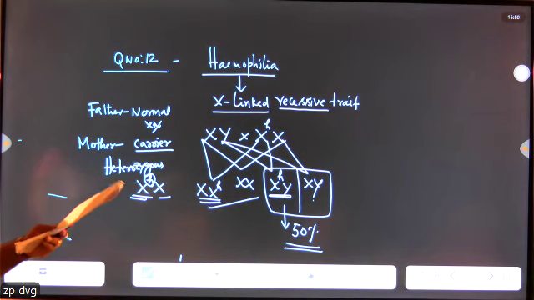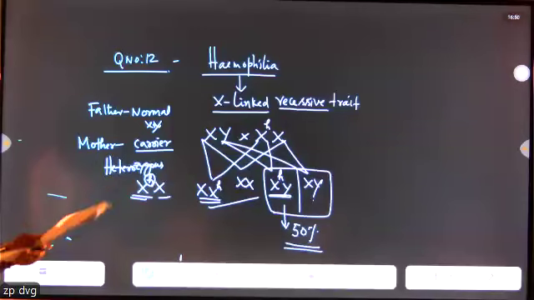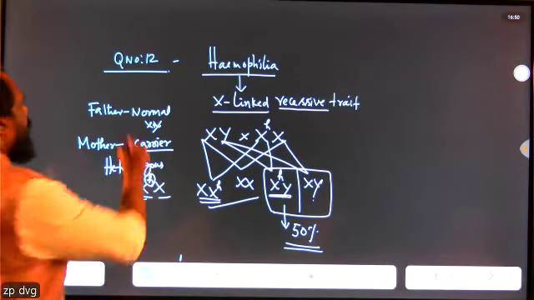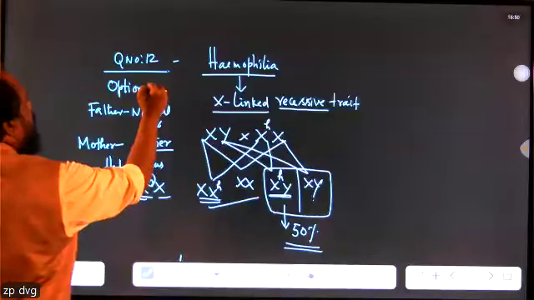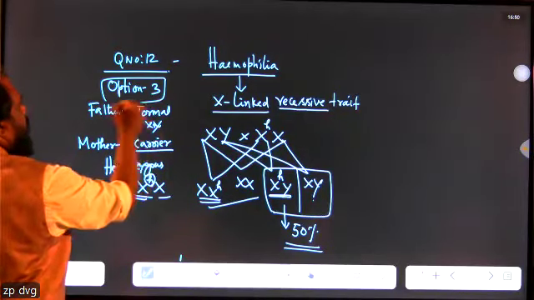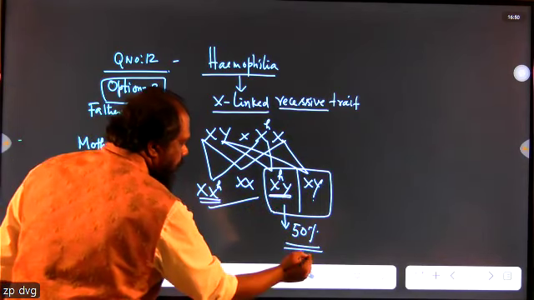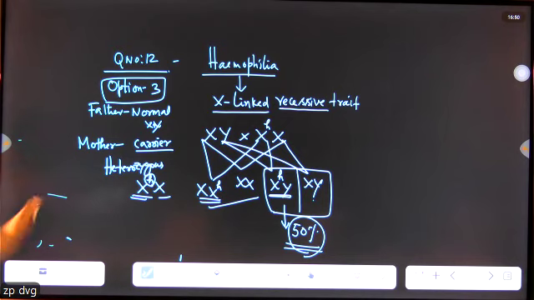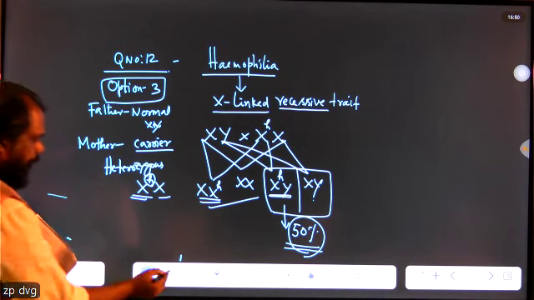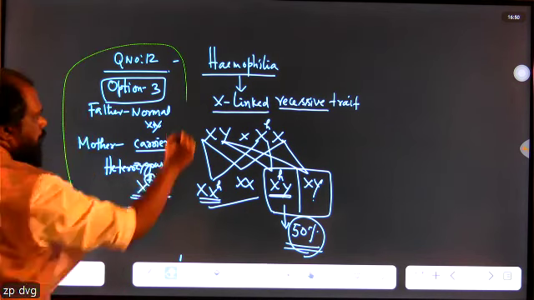Look at that. That is option 3. Male offspring has 50% chances of active disease. So for question number 12, option 3 is the correct option, because out of two male, only one male will get the disease. That means what is the percentage? 50%. Okay, so this is question number 12. Let's go to the next question.